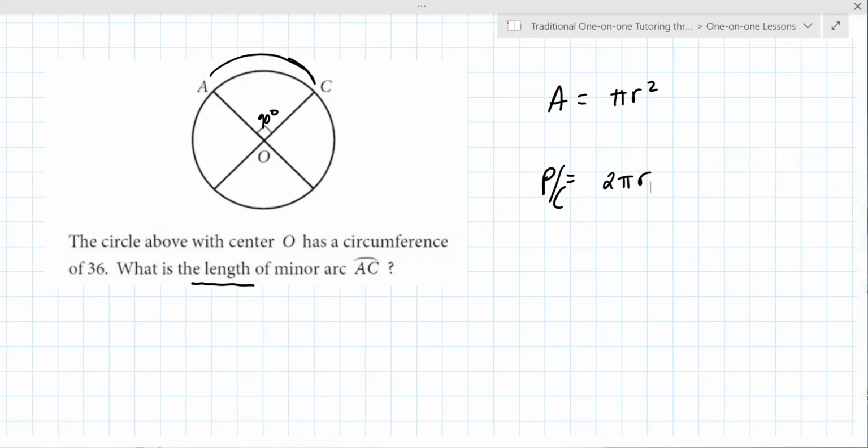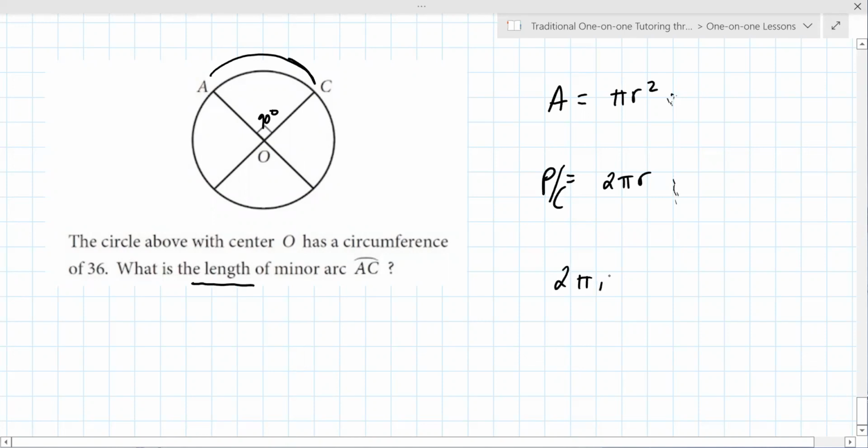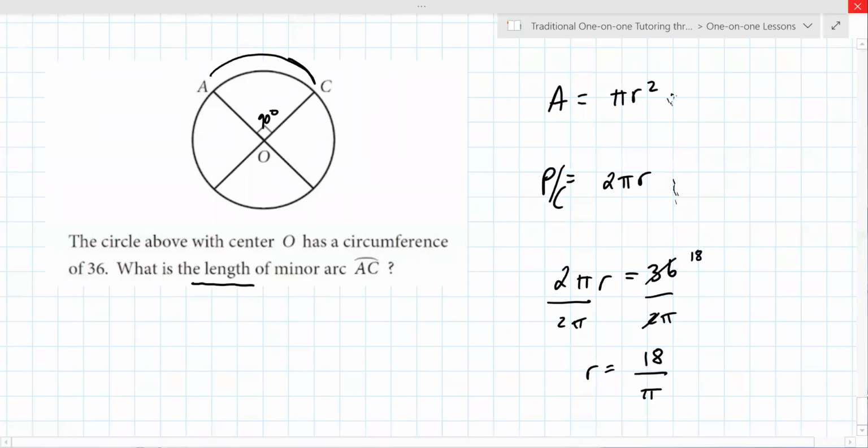All right. Now it tells us that the circumference is 36. So which formula are we going to use? The bottom one. 2 pi r equals 36. We can divide both sides by 2 pi. And that's a little awkward, but it's okay that the answer has pi in it. So the radius is 18 over pi, because I divide this by 2, and I divide the bottom by 2. Is that okay so far?